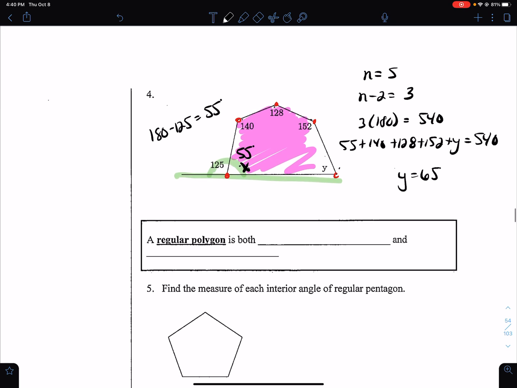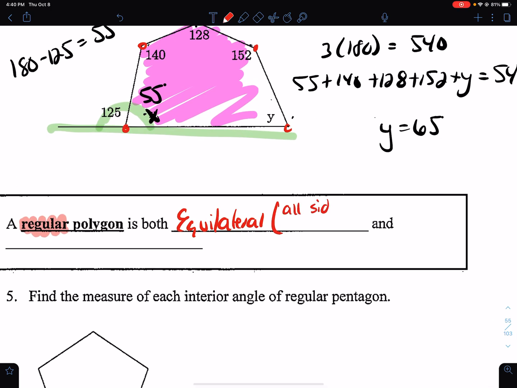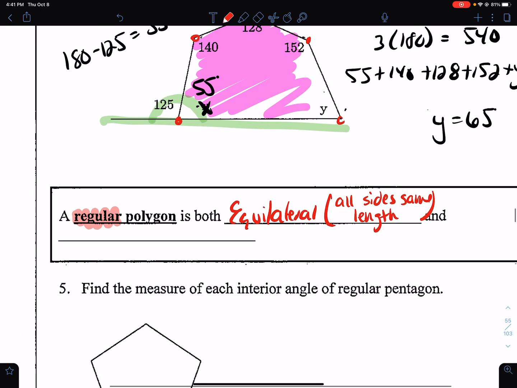So the last part of today, we just have one other definition. This is a special type of polygon. So we're just talking about polygons in general. We'd be able to classify them as concave or convex. There's one more special type of polygon, and it's called a regular polygon. So that word regular in math means that it's both equilateral, which just means all the sides are the same length, and it's equiangular, which is just a fancy word for saying all the angles are the same.